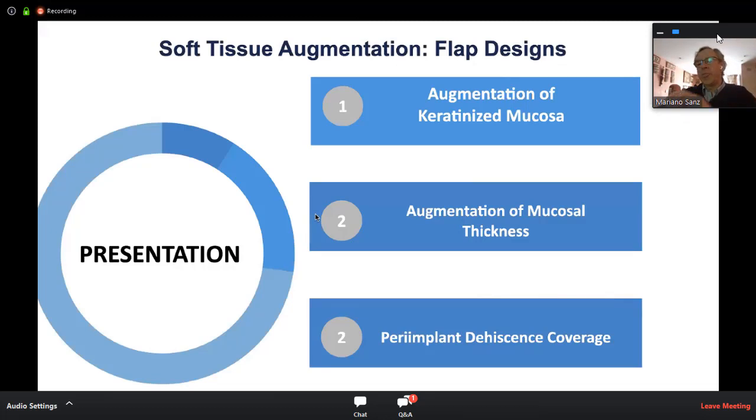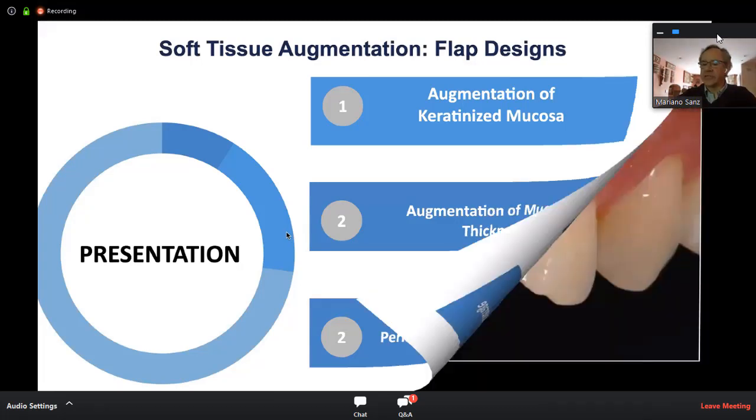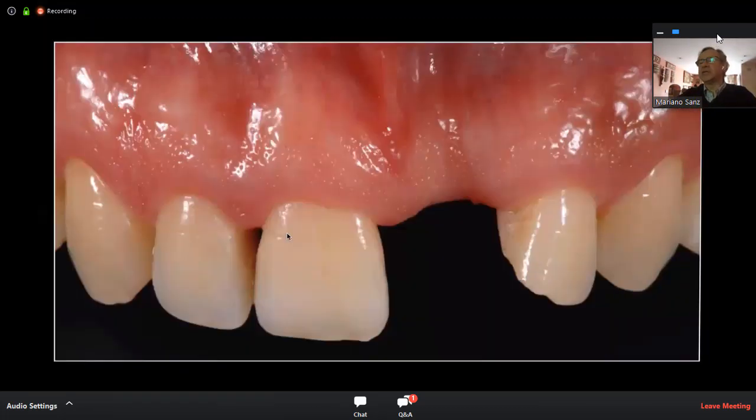So you see, we have dealt with augmentation of keratinized tissue. The state-of-the-art procedure is the free gingival graft. As an alternative, we may use collagen matrices or a combination of collagen matrices and very narrow strips of free gingival grafts. So let's now discuss the augmentation in thickness of the mucosa.